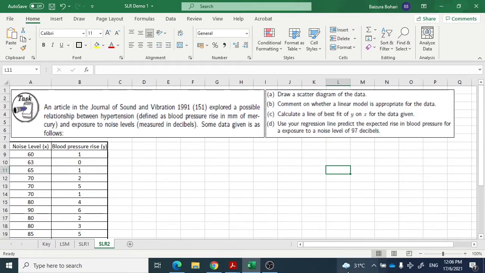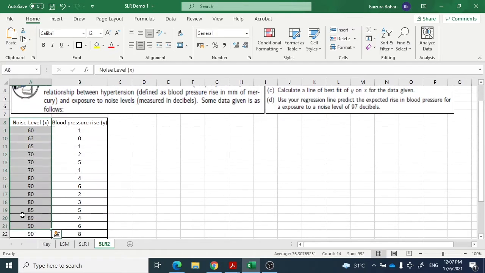In this video, we will resume our regression analysis with another example. The following data represent noise level and blood pressure rise from Journal of Sound and Vibration 1991. Let's perform a full regression analysis on the relationship between the noise level and the blood pressure rise. So let's answer this one. We already know what our X independent, the noise level, and what our Y dependent, blood pressure rise, is given in the problem.